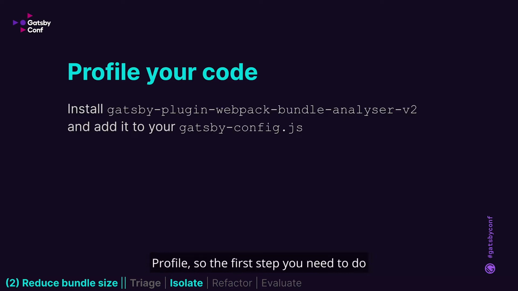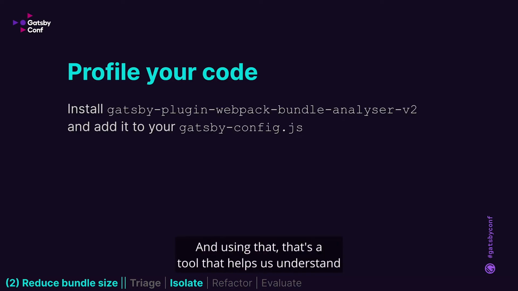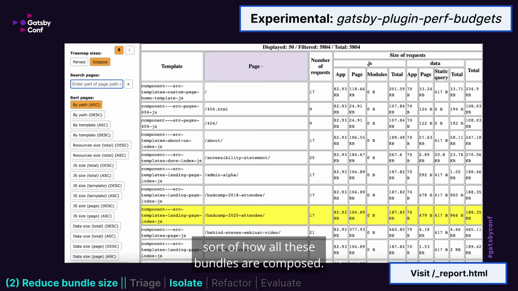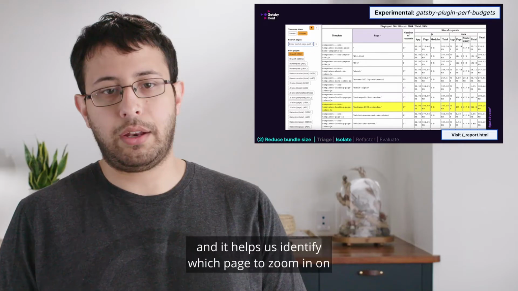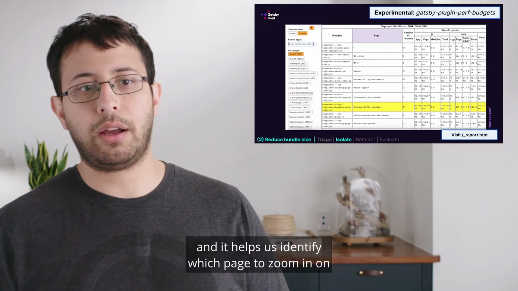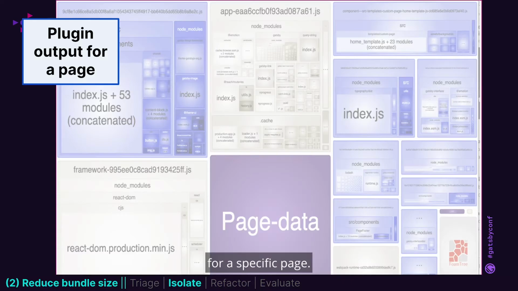Profile. The first step you need to do is to profile your code. You can install the Gatsby plugin Webpack Bundle Analyzer v2. That's a bit of a mouthful. That's a tool that helps us understand how all these bundles are composed. This is a supplementary tool called Gatsby Plugin Perf Budgets. It's experimental, and it helps us identify which page to zoom in on. And now we're going to see the plugin output for a specific page.